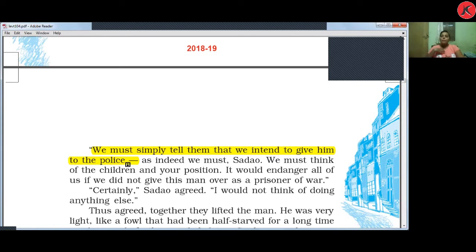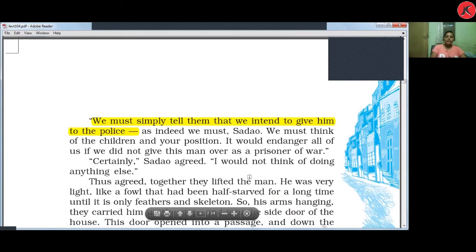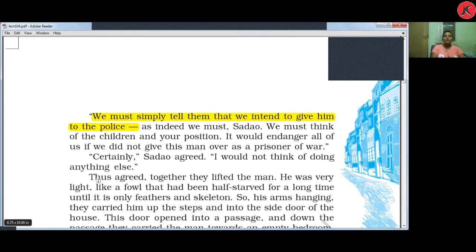We must think about our children and our position, because if we shelter him in our house, then we will be in so much danger from the Japanese police that nobody will trust us, and our position and our children will have to face so many troubles if we shelter him. So certainly we will give him to the prisoner of war. "Certainly," Sadao agreed. "I will not think of doing anything else. There is nothing in mind to do except to give him back."